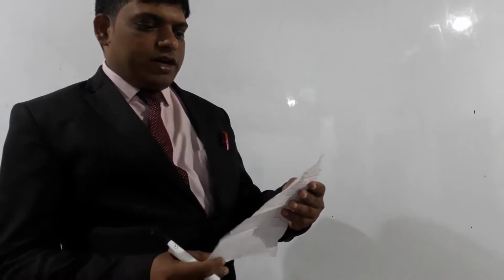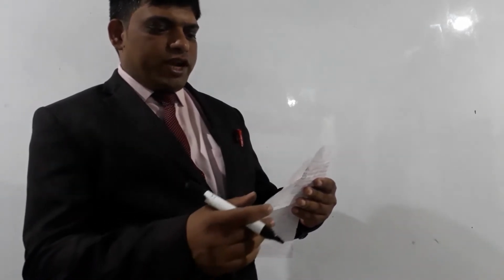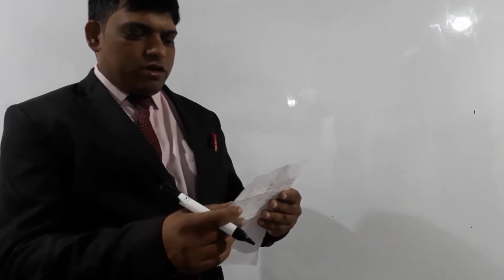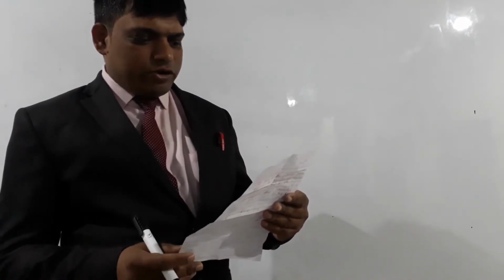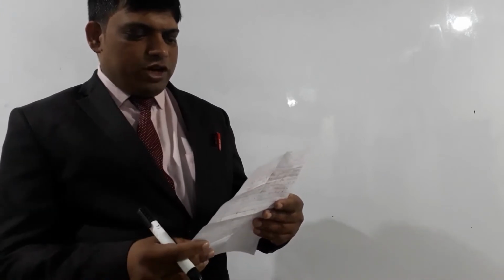in the photoelectric effect, the work function of a metal is 3.5 electron volt. The emitted photoelectrons can be stopped by applying a potential of minus 1.2 volt. Then option A, the energy of the incident photon is 4.7 electron volt. Option B, the energy of the incident photon is 2.3 electron volt.